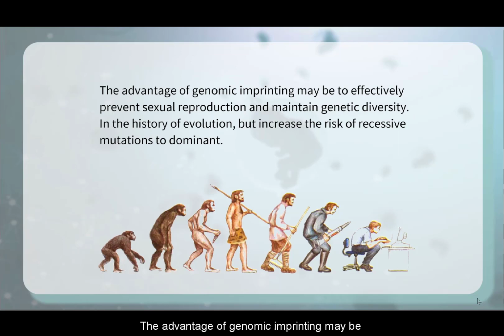The advantage of genomic imprinting may be to effectively prevent parthenogenesis and maintain genetic diversity in the history of evolution, but it increases the risk of recessive mutations becoming dominant. Well, this is genomic imprinting.